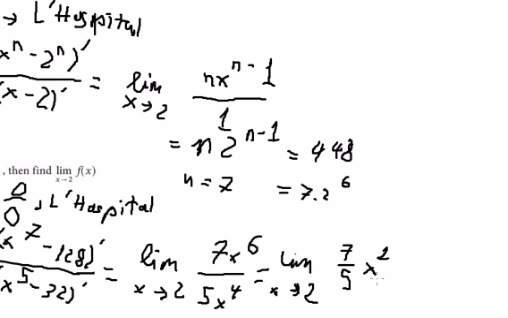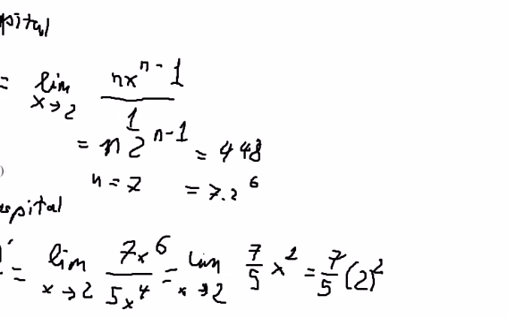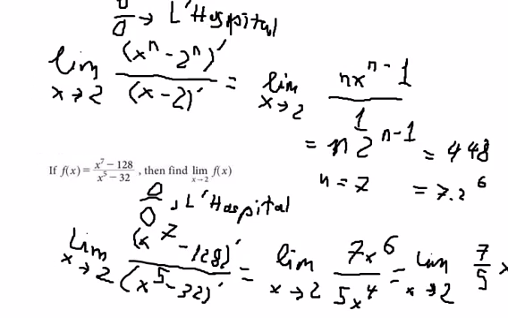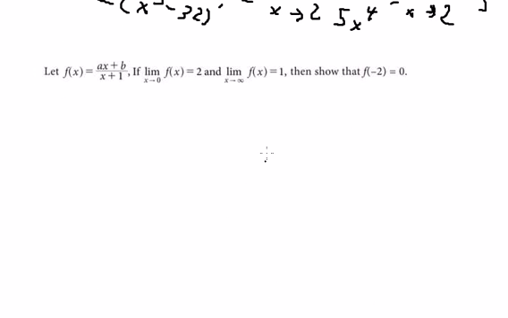Now we just put 2 in here. We get the final answer. That should be 28 over 5. Now let's go to the next one.